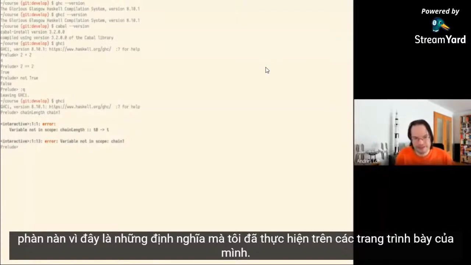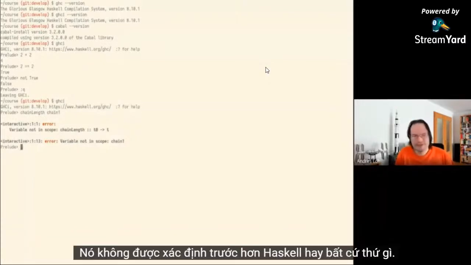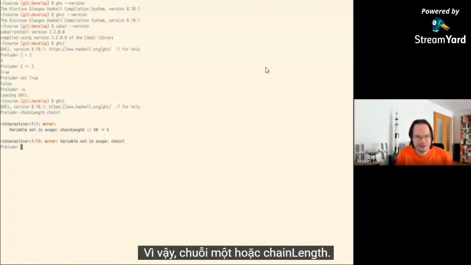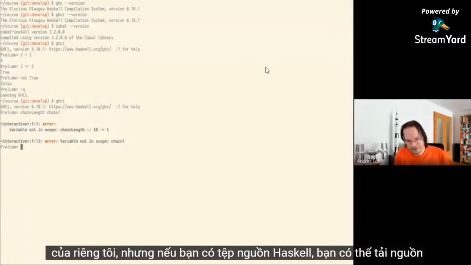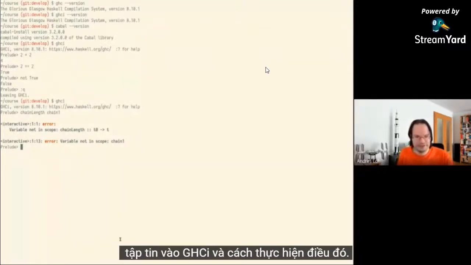these are definitions that I've made on my slides, but they're not predefined in Haskell or anything. So chain 1 or chain length, these are functions that I would have to define in a source file on my own. But if you have a Haskell source file, you can load these source files into GHCi. And how to do that, I will explain a little bit later. But I have done this here.